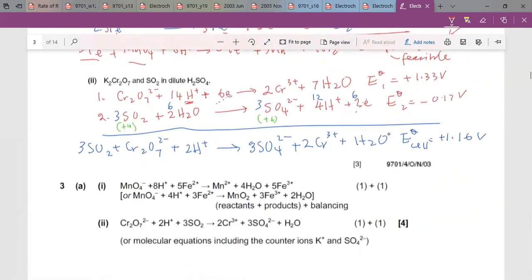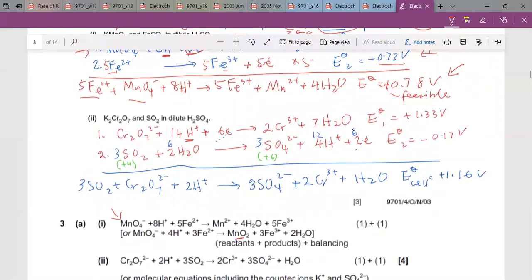So you can use the other one here, but not good. See that? MnO4 minus, 1 mole, 8H plus, 5 moles of Fe2 plus, gives 1 mole of Mn2 plus, 5 moles of Fe3 plus, and 4 moles of water. Voila. All the species and products, 1 mark. Balancing, 1 mark, 2 marks. Simple, isn't it? Actually, they should ask for the E cell and give 1 more mark. Never mind.